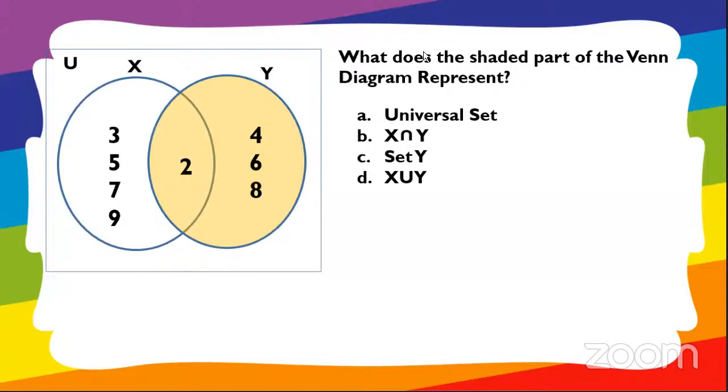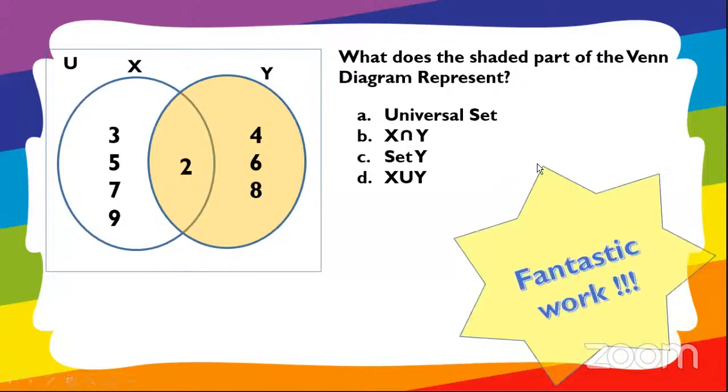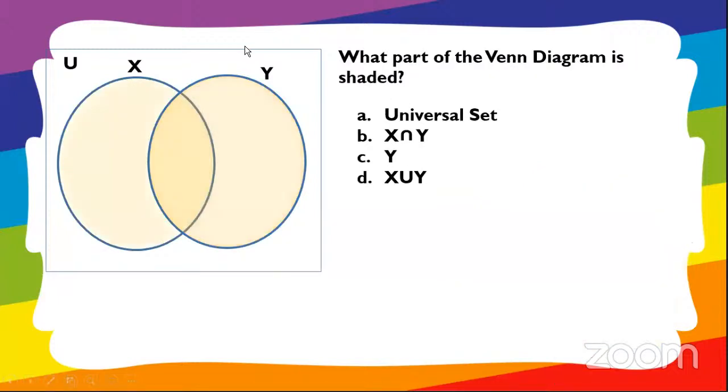All right, so I'm seeing in the chat some B's and some C's. Some persons are not certain, but let us see. If you said C, set Y, that would be correct. We look at the shaded set and Y is shaded. All right, very good. Next question.